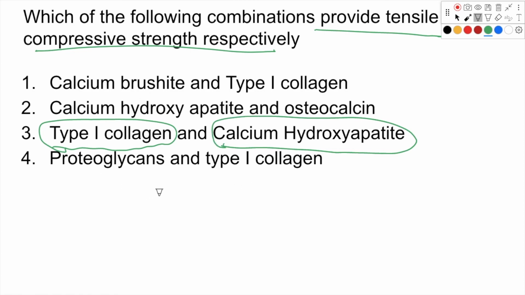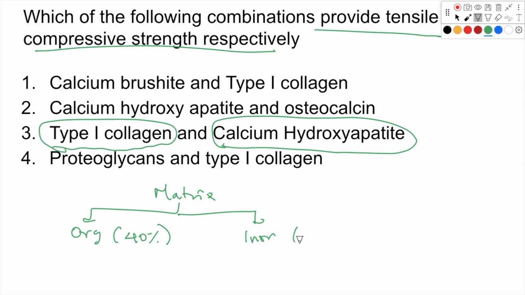So let us look at the bone matrix. Bone matrix is divided into organic matrix and inorganic matrix. Organic matrix forms 40% of the matrix, whereas inorganic matrix forms 60% of it. Organic matrix is made up of type 1 collagen, proteoglycans, and matrix proteins like osteocalcin, osteopontin, and osteonectin. Whereas inorganic is made up of two components mainly, calcium hydroxyapatite and brushite. Among these, type 1 collagen helps in the tensile strength of the bone, and calcium hydroxyapatite helps in the compressive strength of the bone.